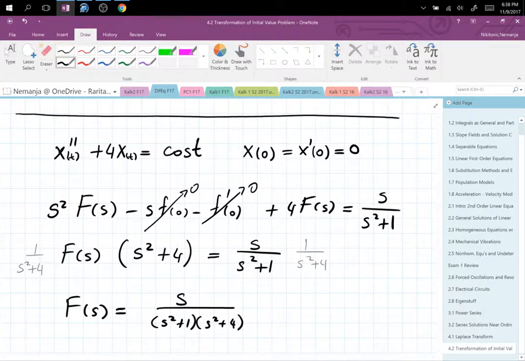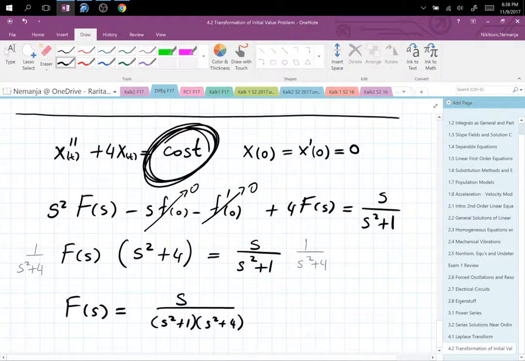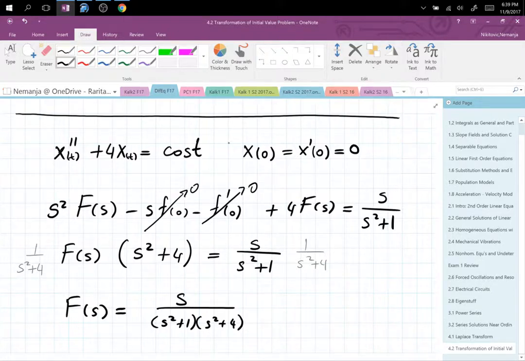Quick question. Why was the k 1 again? Because you used cosine kt? Yes. And so that came as s over s squared plus k squared. Yes, and k was 1, so 1 squared is 1. Oh, this k. K is 1 because it's 1 in front of t, yes. All right. What now?